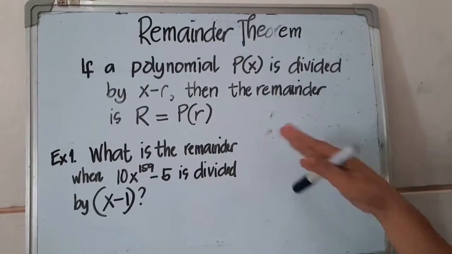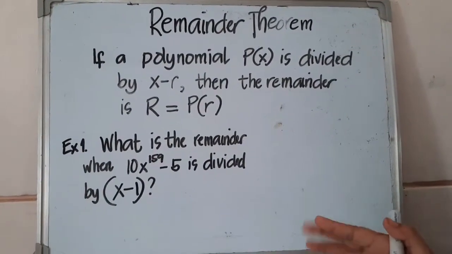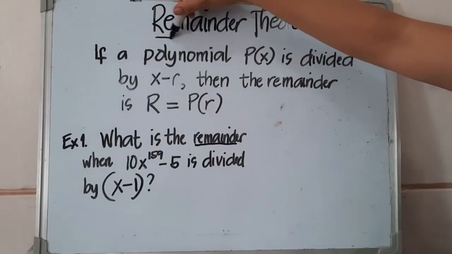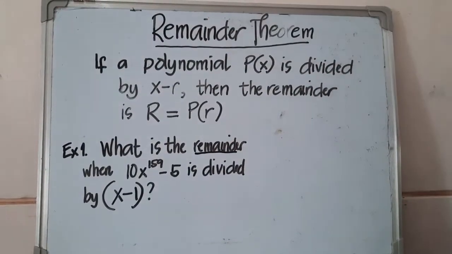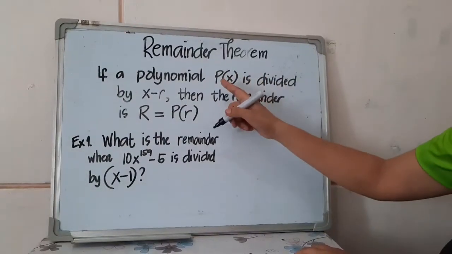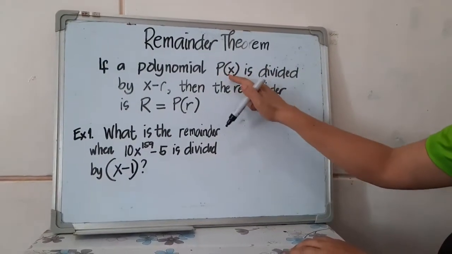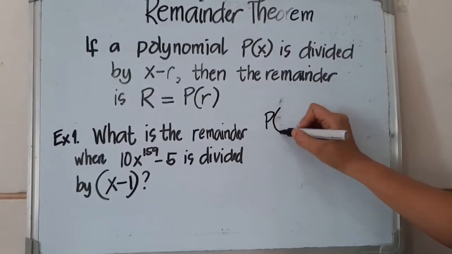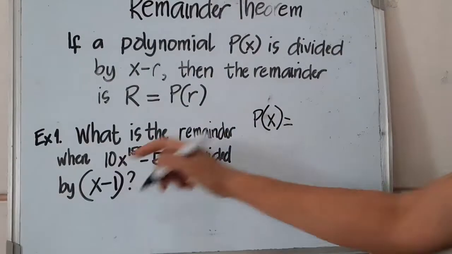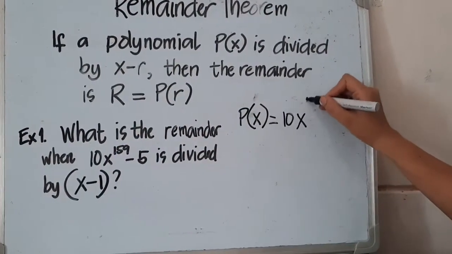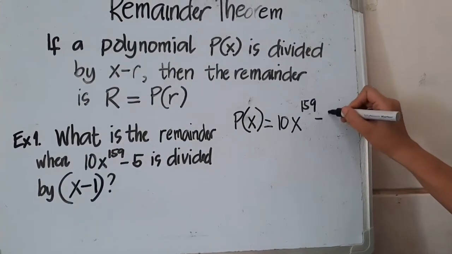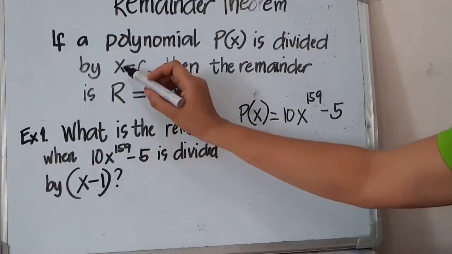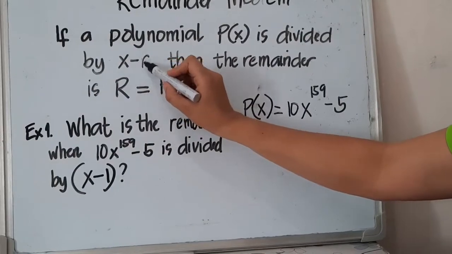And since it doesn't ask for a quotient, it only asks for the remainder, then this is the time that we are only going to use the remainder theorem. So this is how we do it. Our p of x will be our dividend. So p of x is equals to 10x raised to the power of 159 minus 5. And our x minus 1 will be our divisor, which is x minus r.